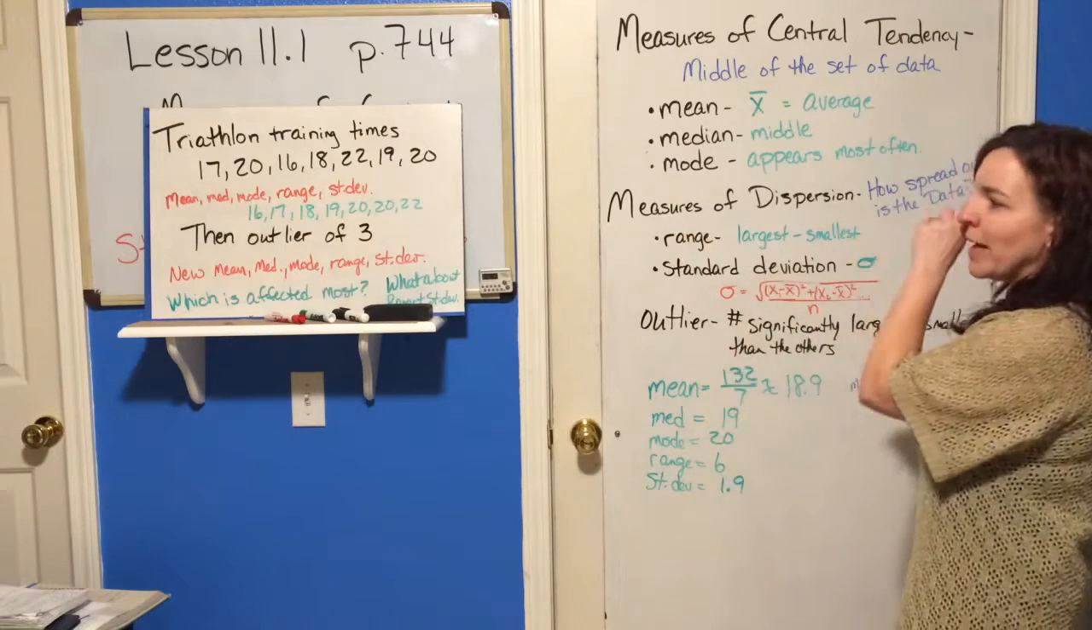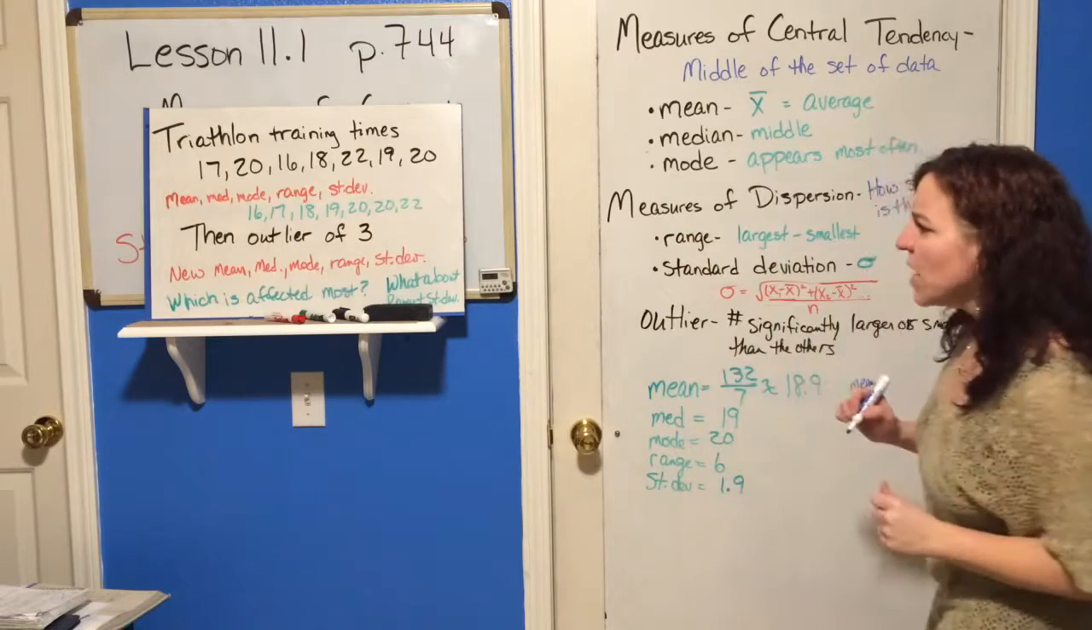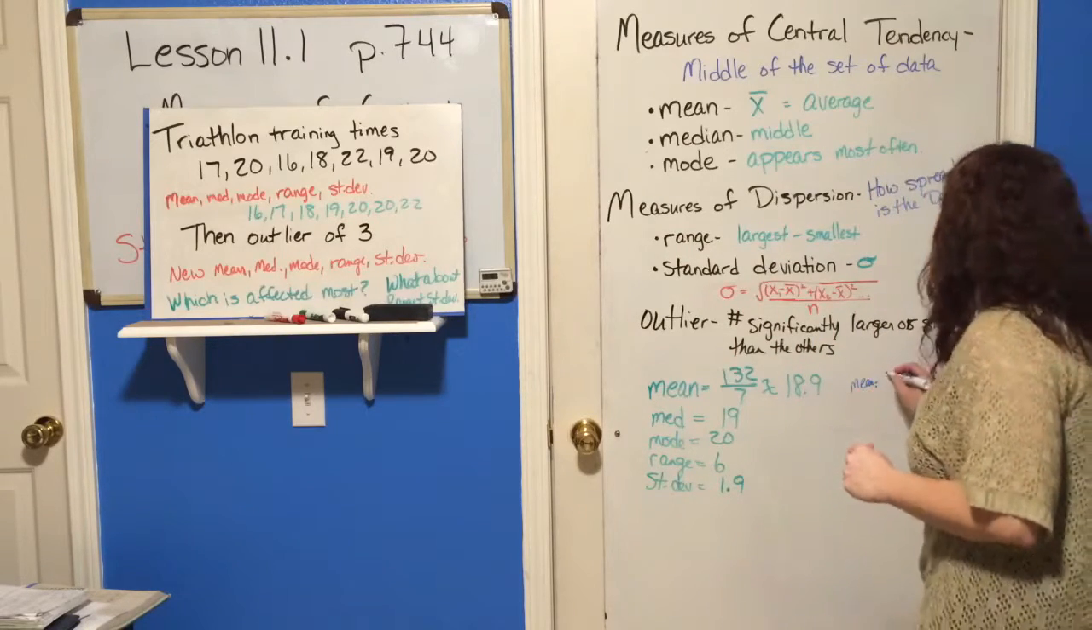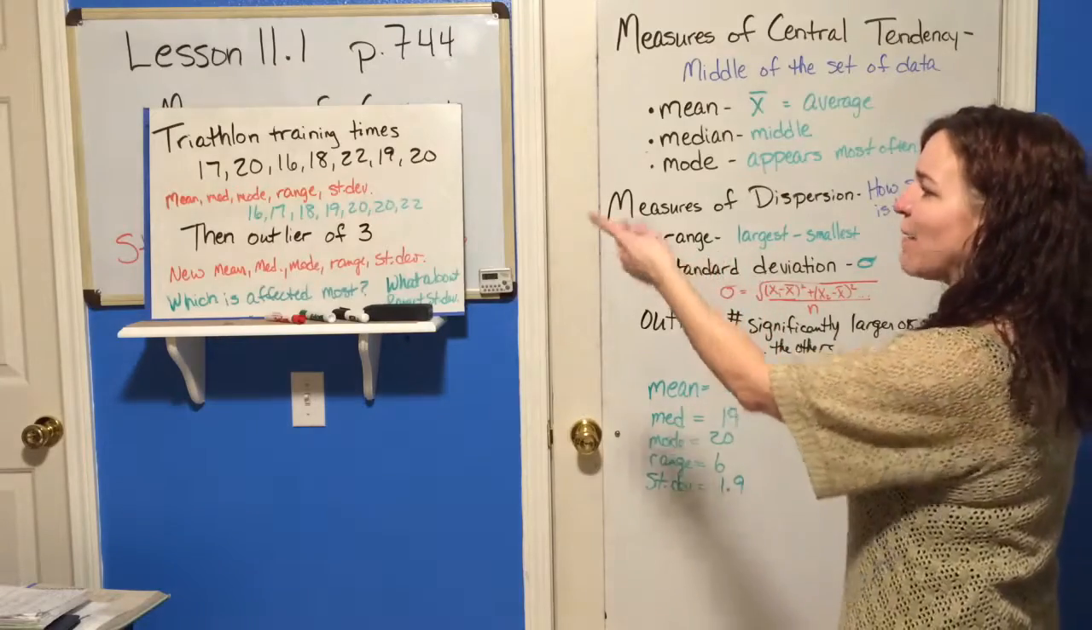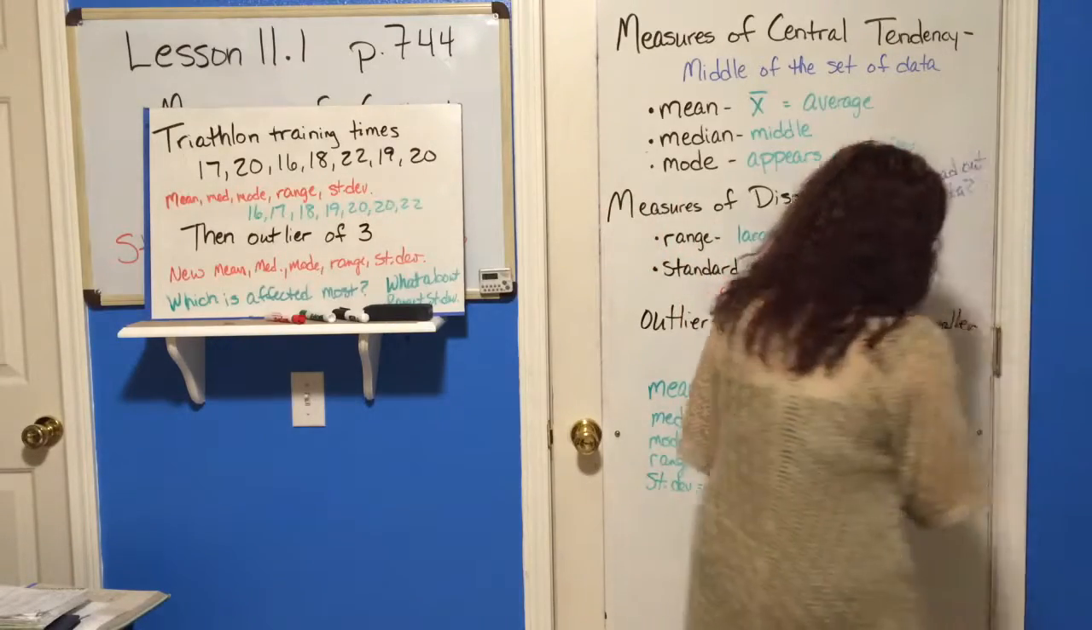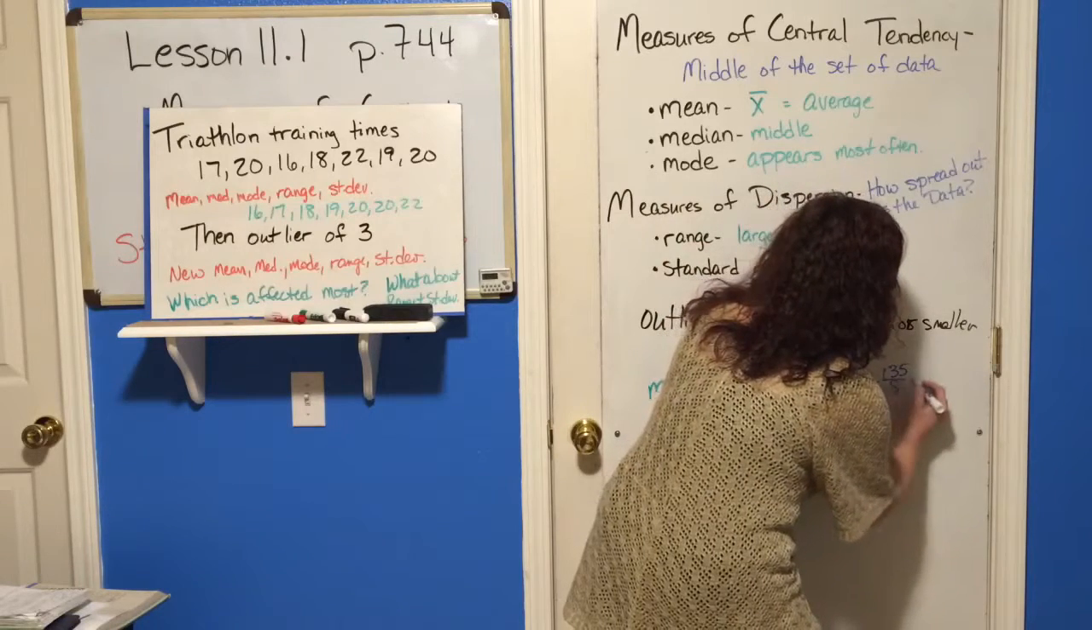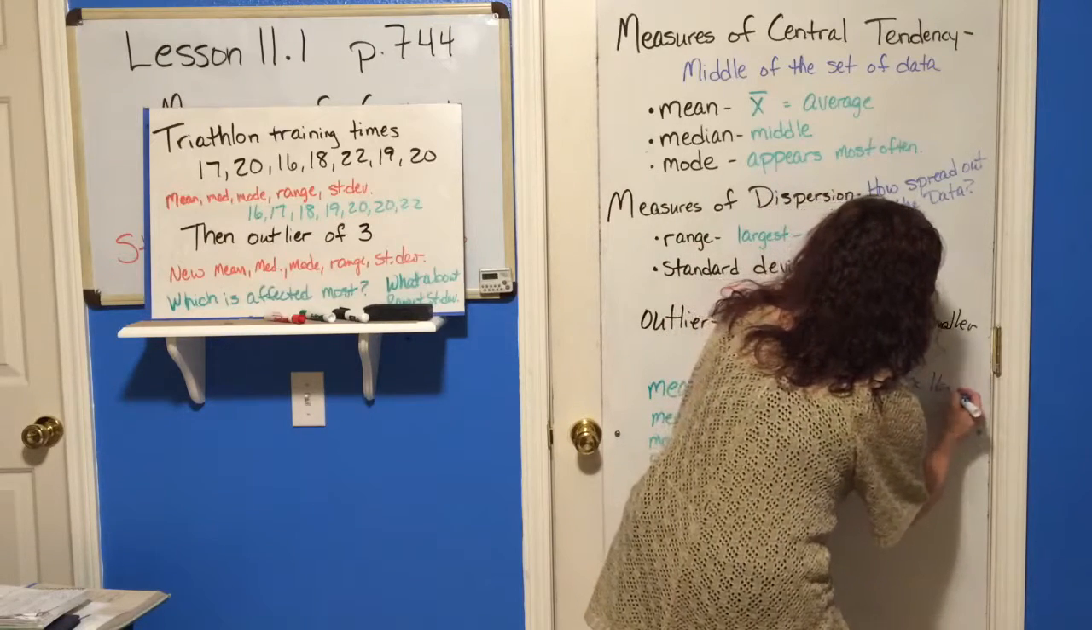The new mean is going to be what? 132 plus 3 is 135. And now be careful, because now you're going to divide by 8, not 7. So 135 divided by 8 is about 16.9.